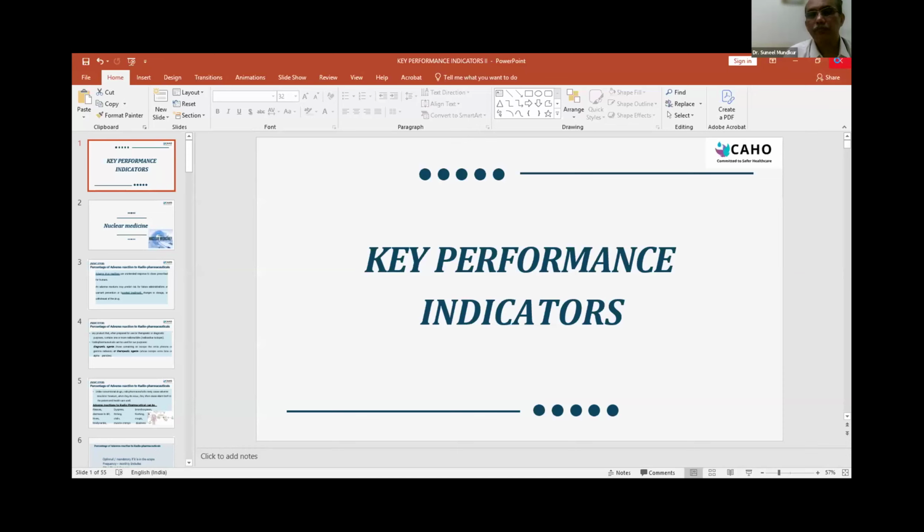So that's about, in a nutshell, the 4 indicators which I'm supposed to discuss. If there are any questions, please feel free to ask.